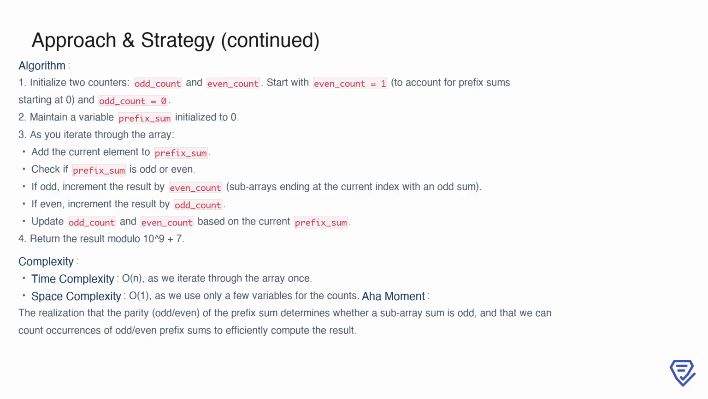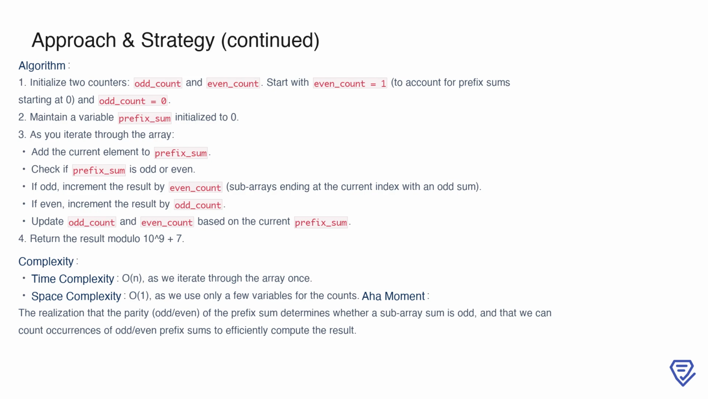With the optimized approach, we begin by initializing two counters, odd_count and even_count. Initially, even_count is set to 1 to account for the prefix sum starting at 0, and odd_count is set to 0. We then maintain a prefix_sum variable, which starts at 0 and updates as we iterate through the array.